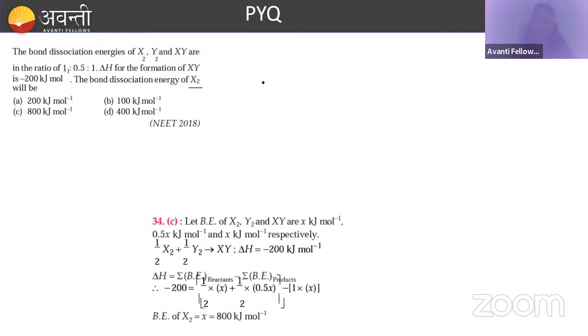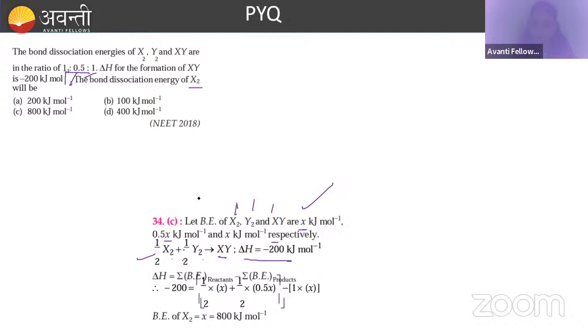यहाँ पे मैंने लिखा हुआ है, देखो, the bond dissociation energy of X2, Y2 and XY are x kilojoule per mole, ठीक है। If 0.5x kilojoule, हम लोगों को यहाँ पे क्या दिया था, रेशियो दिया हुआ था ना, तो मैंने क्या कर लिया कि x उसको मैंने कंसिडर कर लिया, so 0.5x kilojoule per mole and x kilojoule per mole respectively, ठीक है, x, 0.5x and x, ठीक है। तो यहाँ पे मैंने रिएक्शन लिख लिया, 1/2 X2 plus 1/2 Y2 gives XY. So overall delta H value is given to us, formation of XY, that is minus 200 kilojoule per mole.